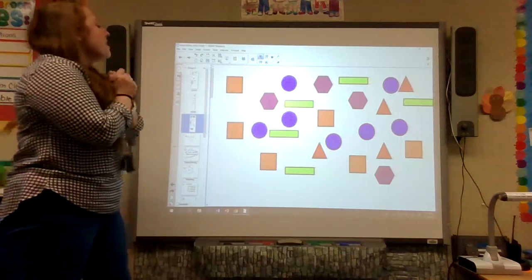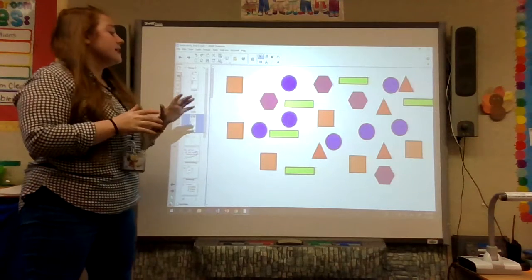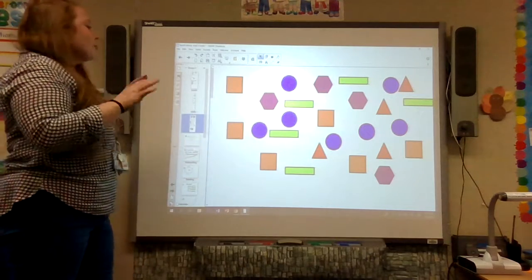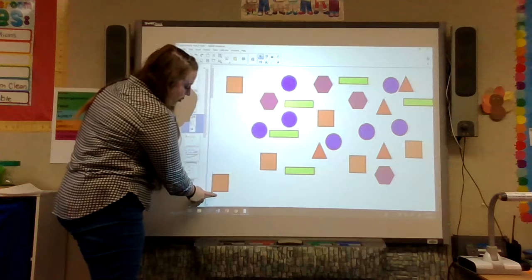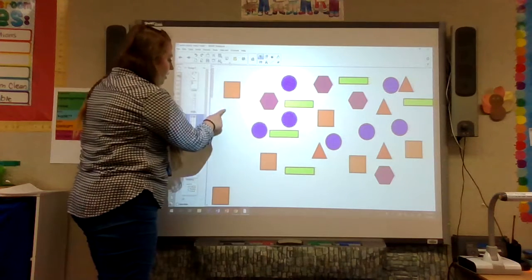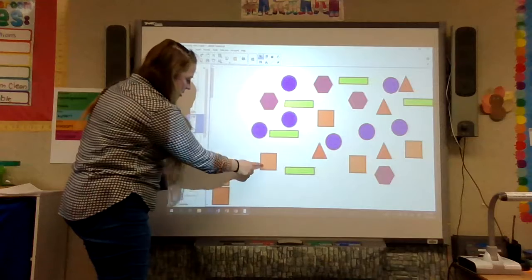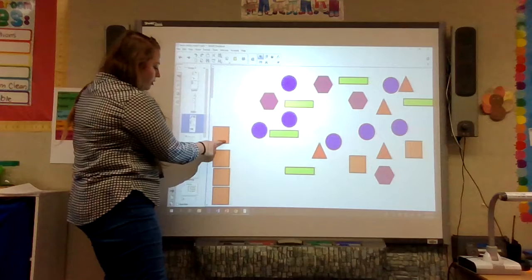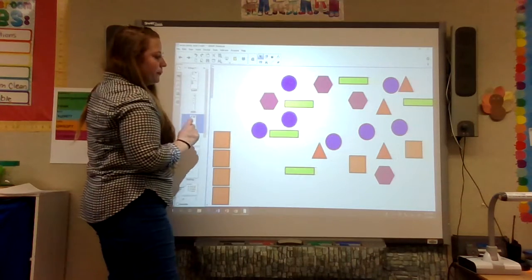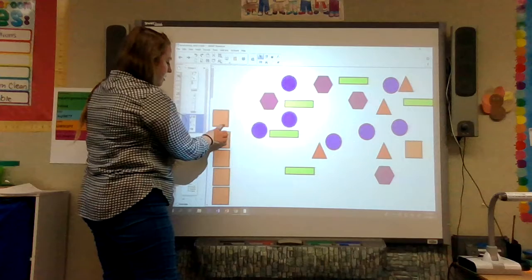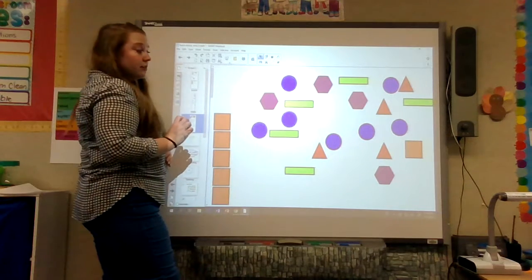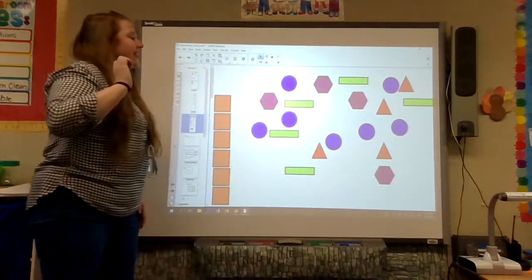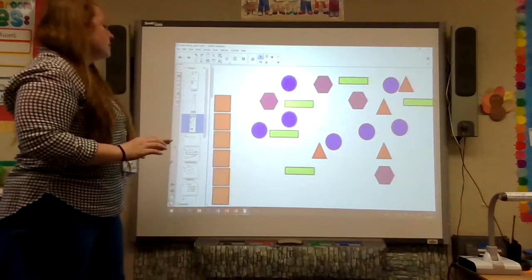Let's do this. The first one I want to compare is squares to circles. All right, I'm going to find all of my squares and put them in a column going up and down. All right, you let me know if I miss any. I need to make sure I get every single square. Here's one. Any more? One more. Perfect. Okay, now we're going to get our circles.